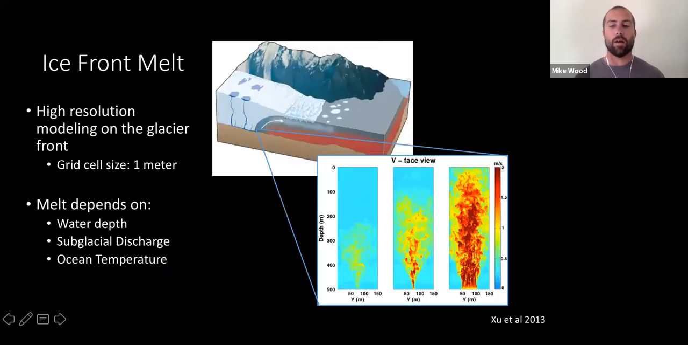we had one modeling paper, for example, by Xu Yun, who was a graduate student at the University of California, Irvine. And what she did was she ran a high resolution model of the plume in front of a typical Greenland glacier. And she found that the melt there at the grounding line depends very strongly on three main characteristics: the water depth, the subglacial discharge, and the ocean temperature. So with this model of melt, the question was, can we start to apply that to other glaciers around Greenland?